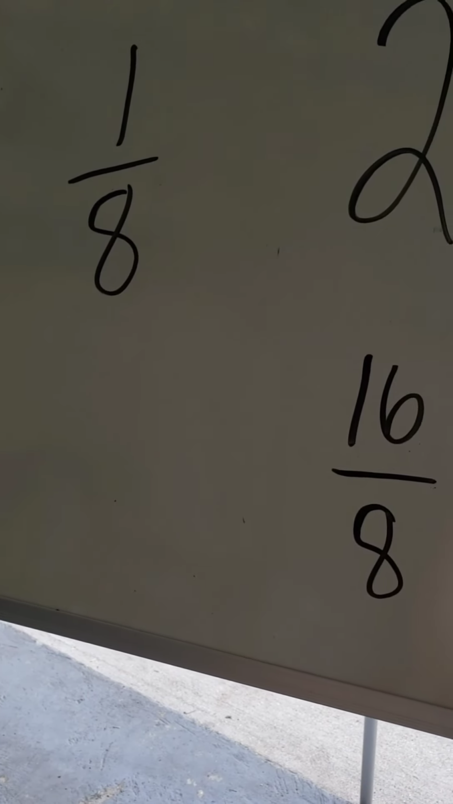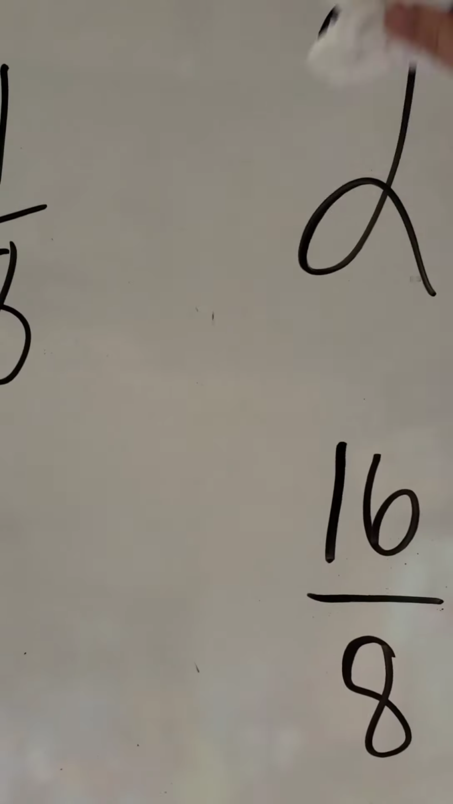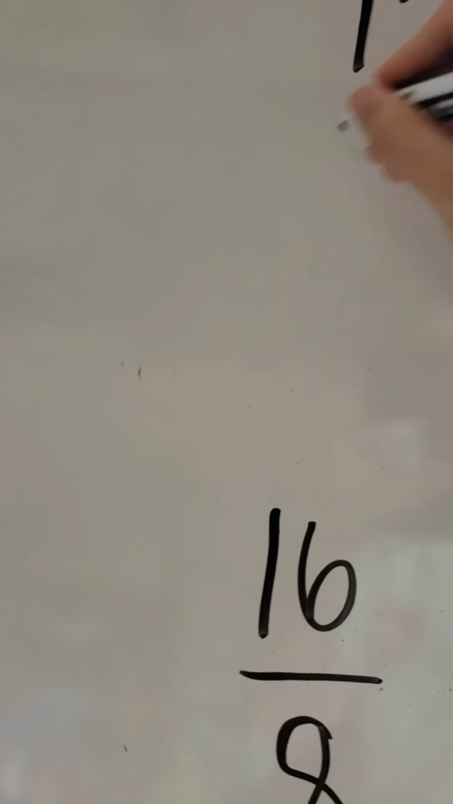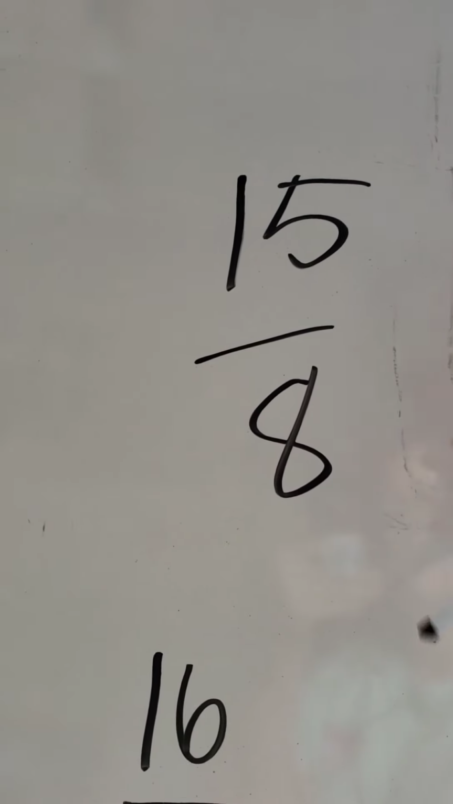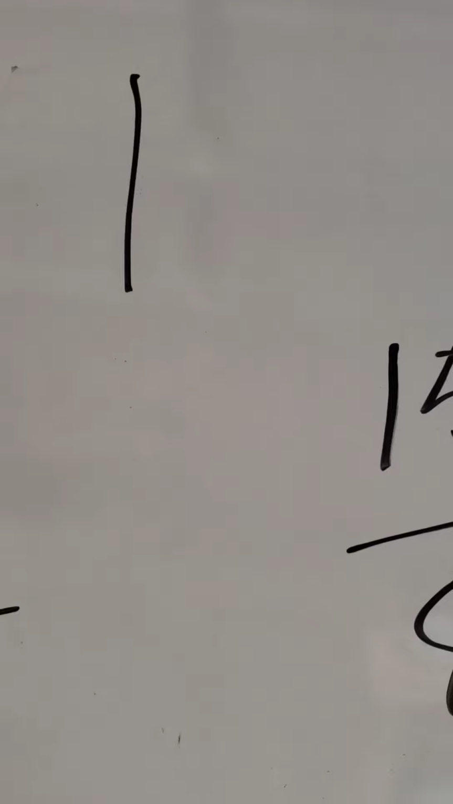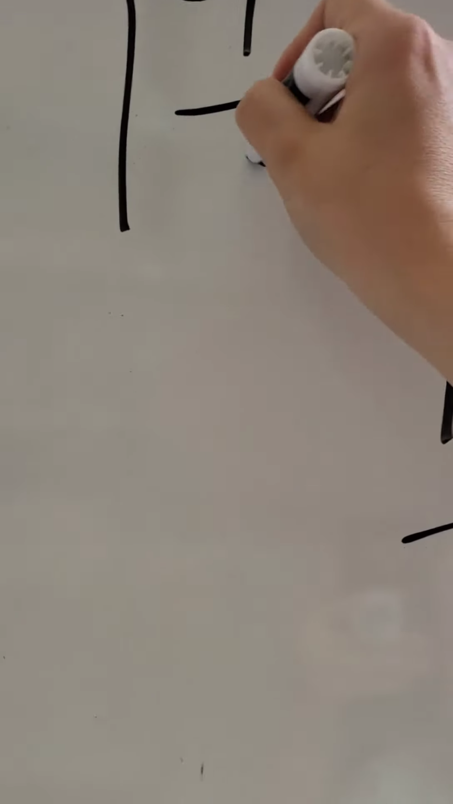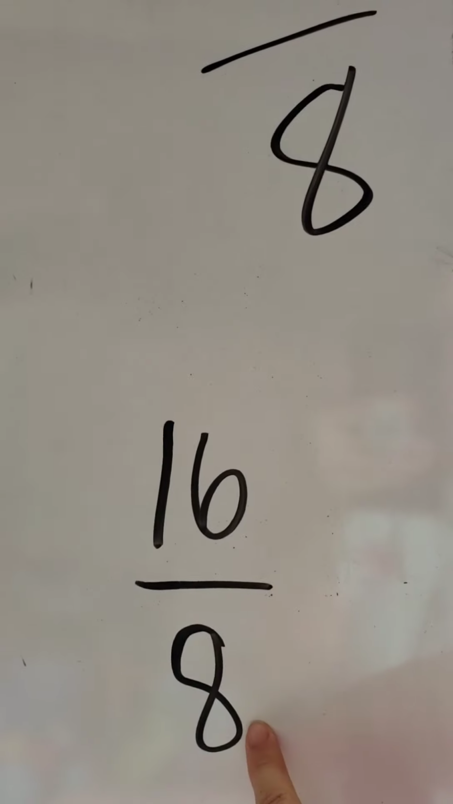So the difference is going to be, sorry, 16 minus 1. So it's going to be 15/8. Improper fraction, we need to turn it into a mixed number. So how many times will 8 go into 15? 1 time with how much left over? With 7 left over. 7/8, because that's our denominator. So 1 and 7/8 is our difference.